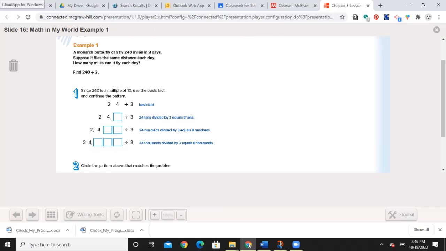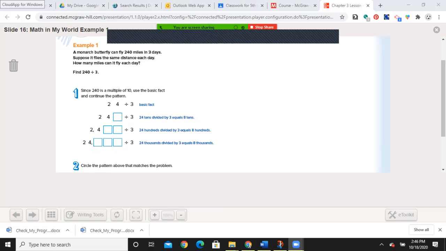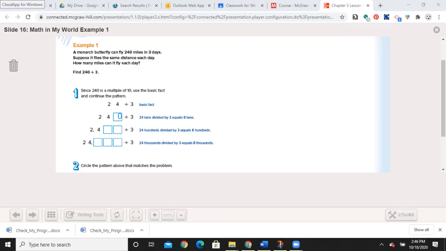A monarch butterfly can fly 6,400 miles in 3 days. Suppose it flies the same distance each day. How many miles? I can see that I'm going to need my annotation tool here. All right, so the basic non-zero digits was 24 divided by 3. So 240 divided by 3 would be 80, so now my answer goes from 8 to 80.